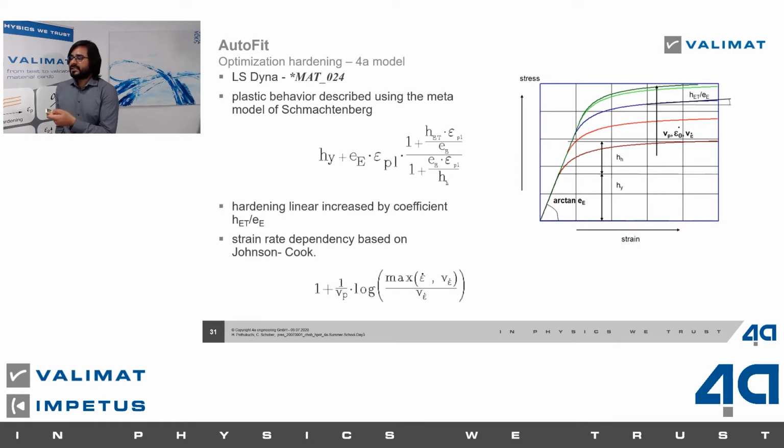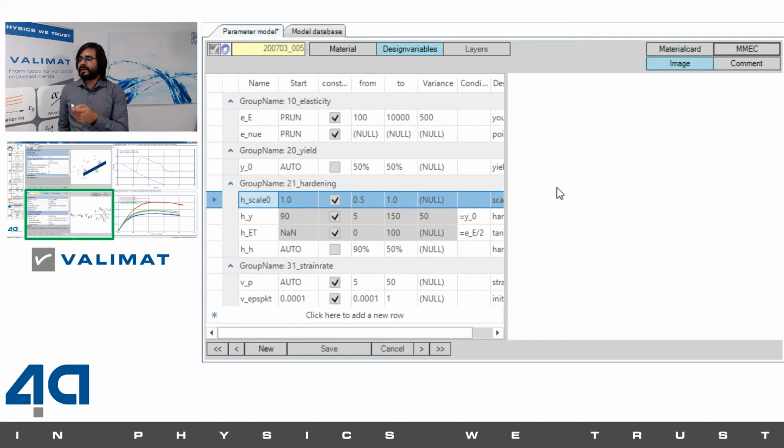So as you see, HY is basically your yield point. Then we have HET, which basically defines the slope, how high your function goes in the plastic regime. And then we come to the VP factor later on in our strain rate optimization, which basically defines the height of your interpolation of different strain rates. You must be wondering what P-run, auto, what do these values mean? I will get to that once I'm done setting up the workflow.